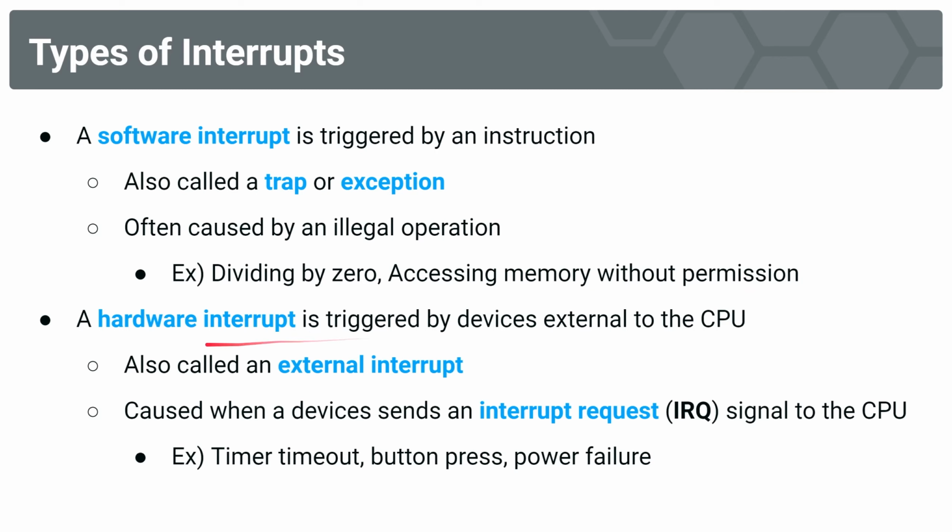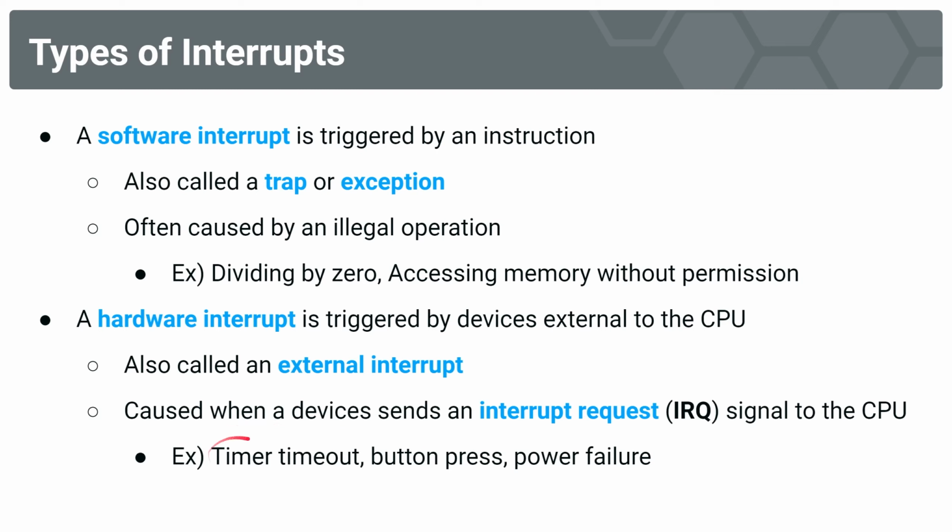On the other end of things, we have hardware interrupts. These are triggered by devices external to the CPU. So think as literally as you can about this statement, devices external to the CPU. We're not talking about external to the Arduino Nano necessarily. Other devices or hardware within the microcontroller can trigger hardware interrupts. For example, a timer. So hardware interrupts are also known as external interrupts. They're caused when a device sends an interrupt request or IRQ signal to the CPU.